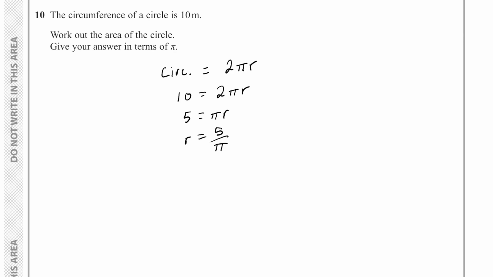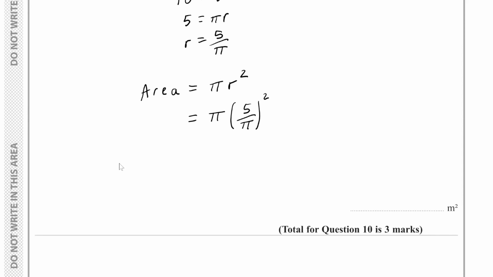So work out the area. The area is pi times the radius squared. So pi times 5 over pi squared. When I'm squaring 5 over pi, I square the top, square the bottom. So I've got pi times 25 divided by pi squared. And that's the same as 25 pi over pi squared. I can simplify it by dividing top and bottom by pi. So that's 25 over pi.